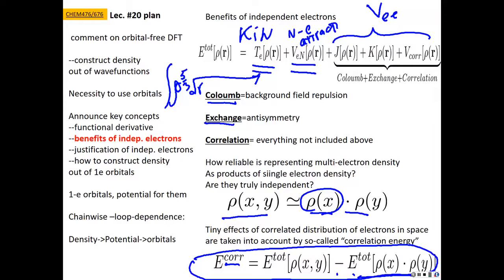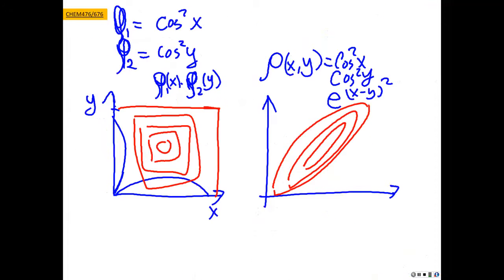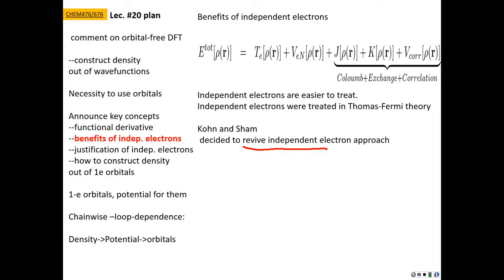Here, just a little comment on correlation. If we do not have correlation, then the product of two densities would give the density of two independent variables. But this is not always true. One can design a two-dimensional function which will differ from just the product of two components. But sometimes it is important.